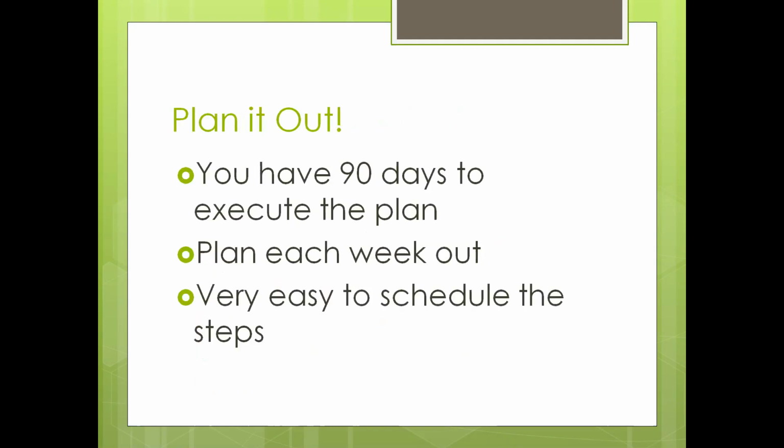And another piece of the overview is you're going to plan it out. You've got 90 days to execute this plan. So you're going to have time to plan out each week what you're going to do, which steps, and it's pretty easy to schedule this out. As you're going to see when we go through the steps, it's not rocket science. It's fairly cut and dried and straightforward. So it's very easy to schedule out, not a whole lot of ifs and thens. Very much we're going to plan this, and we're going to do this, and we're going to step straight through. So it's easy to schedule it out.